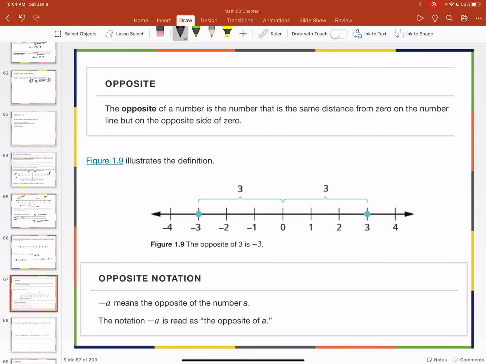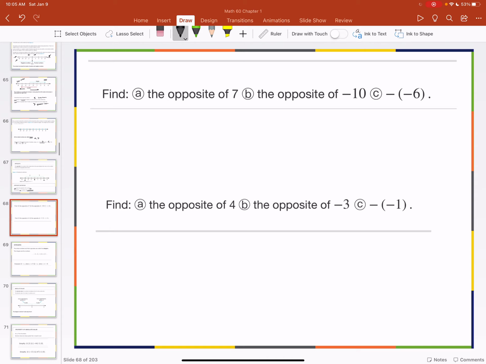Okay, let's talk about opposites. The opposite of a number is the number that's the same distance from zero on the number line, but on the opposite side. So let's say here's our 0. Let's say here was +3. It's 3 spaces away, 1, 2, 3 on the right. Let's go 3 spaces to the left, 1, 2, 3, and that's -3. So the opposite of 3 is -3, okay? And we use this minus sign to show that. -A means the opposite of A. So when we see this, we read it as the opposite of A, or you can say -A, right?